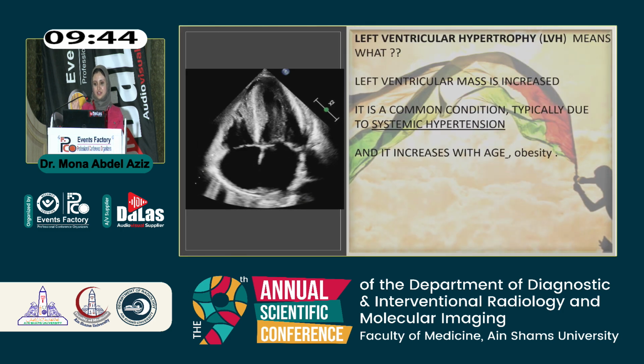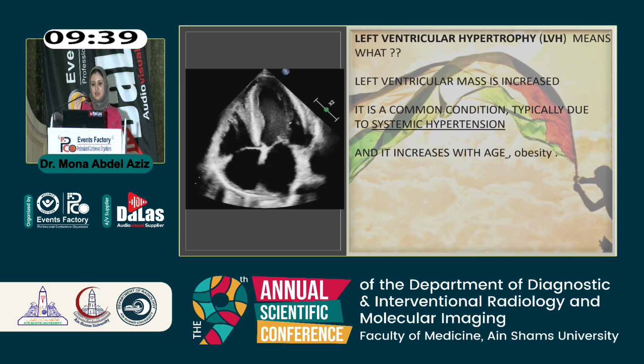First, what is left ventricular hypertrophy? It means that the left ventricular mass is increased, and it's a common condition, usually due to systemic hypertension, and it increases with multiple risk factors such as progression of age and obesity.